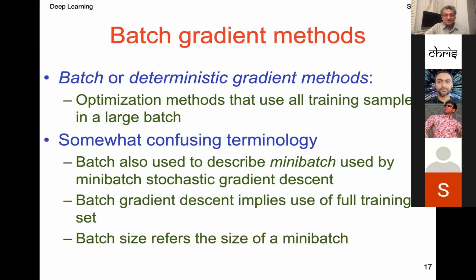Batch gradient methods, or deterministic gradient methods, are optimization methods that use all training samples in a large batch. And batch is also used to describe mini batch, used by mini batch stochastic gradient descent. Batch gradient descent implies use of the full training set, and batch size refers to the size of a mini batch. Anyway, there is some confusing terminology on batch versus mini batch. As long as we know what we're doing, we're saying take a small number rather than the entire data set.